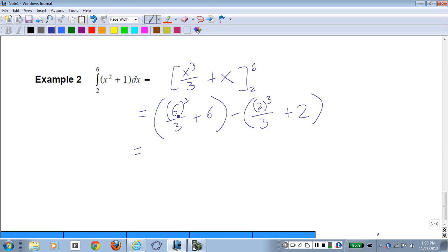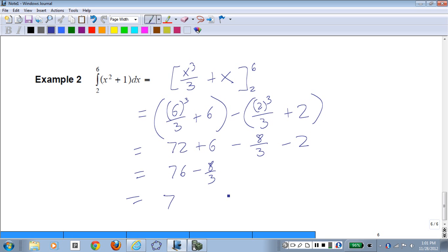But here, if I said 6 cubed is 216 and divide 216 by 3, I think that's 72. I think I want to call that 72 plus 6 minus 8 thirds minus 2. Without a calculator in hand, that's as nice a way as I can think to do it. And then 72 plus 6 equals 78. 78 minus 2, 76. And 76 minus 8 thirds equals 70.